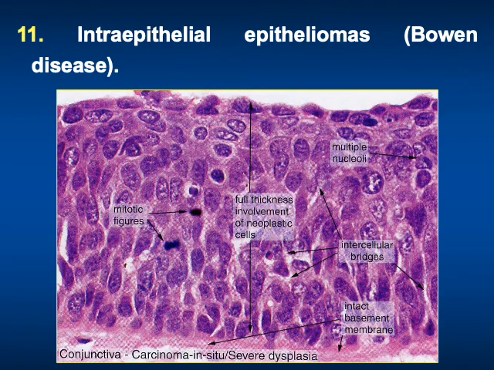Here there is a case of intraepithelial Bowen's disease. As you can see, the most important thing in Bowen's disease is the intact basement membrane. There is full thickness involvement of neoplastic cells with mitotic figures, multiple nuclei, and intact basement membrane. This is what is called intraepithelial epithelioma or Bowen's disease.